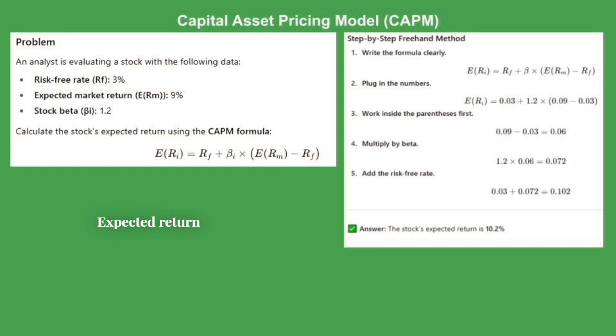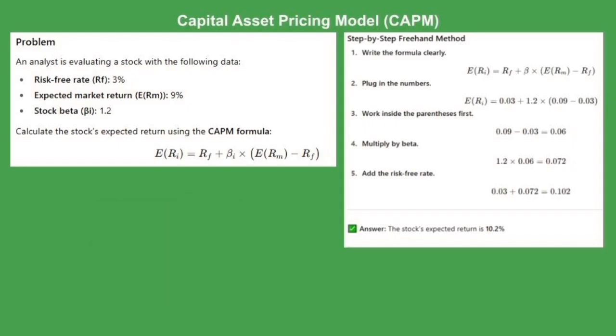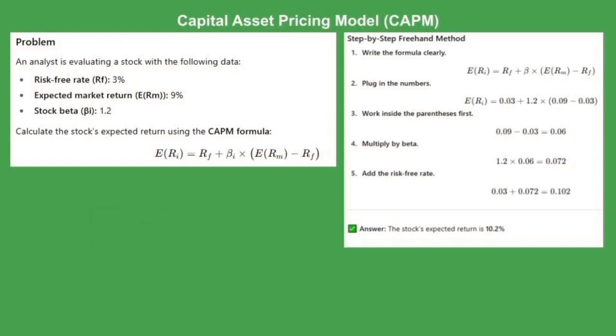Step 1, set up the formula. Expected return equals 0.03 plus 1.2 times open parentheses 0.09 minus 0.03 close parentheses. Step 2, work inside the parentheses. 0.09 minus 0.03 equals 0.06. That is the market risk premium.